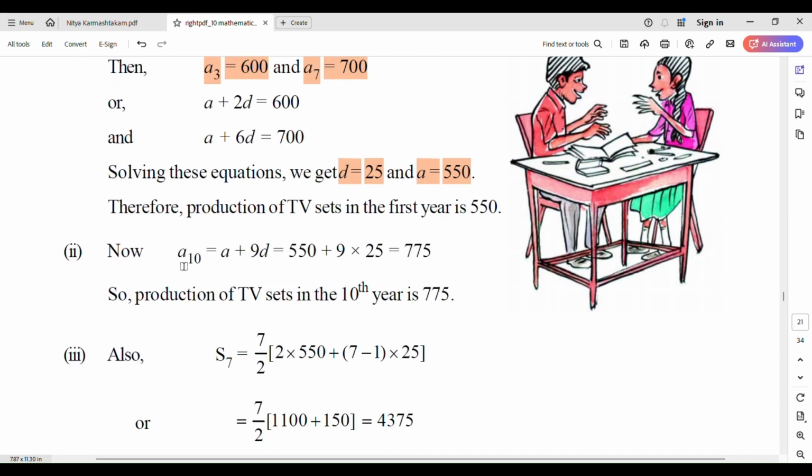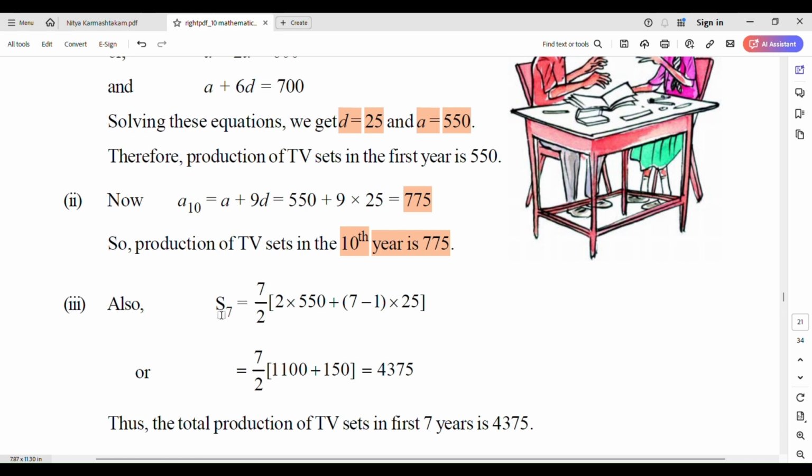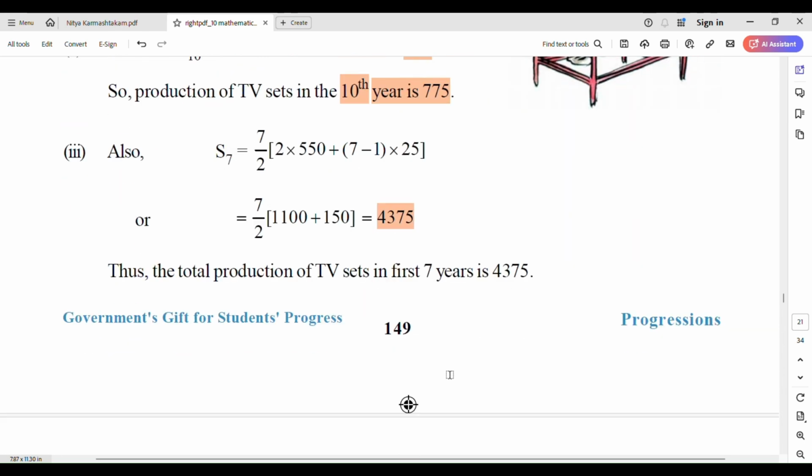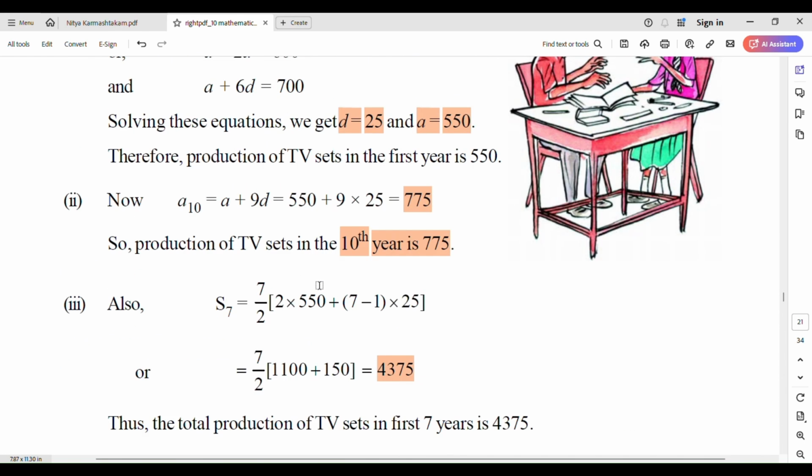Now we want to know the 10th year production. Correct. In the 10th year, A10 equals A plus 9D, which is 550 plus 9 into 25, which is 775. So in the 10th year, he'll produce around 775. Okay. And the sum of first 7 years of production, that is S7 equals 7 by 2 into (2 into 550 plus (7 minus 1) into 25), which is nothing but 4375. So that many TVs he produced in the first 7 years. Okay, so this is another type of problem.